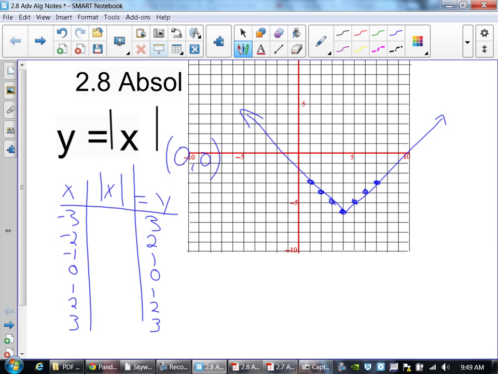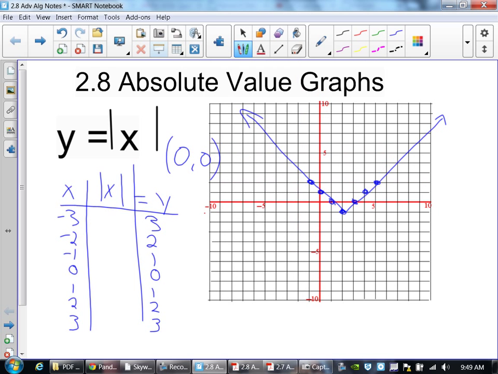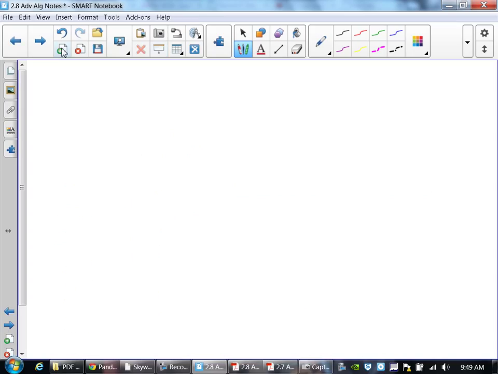Now let me ask you this. Do you think it is possible to invert it, to have an absolute value graph that points downward? No. What if you did this? Let's go back with the same thing. y equals, let's say, -2 times the absolute value of x.